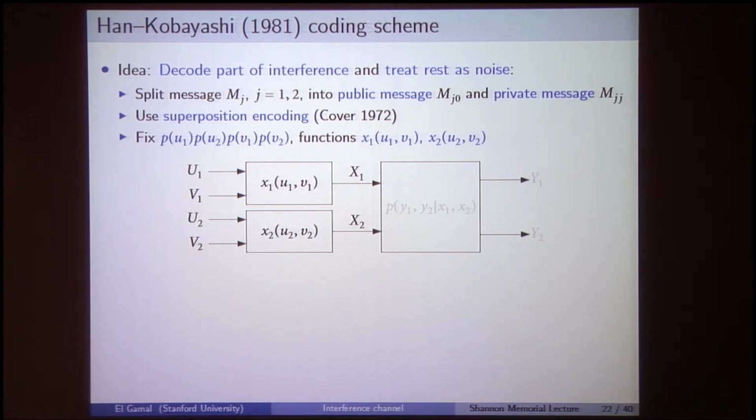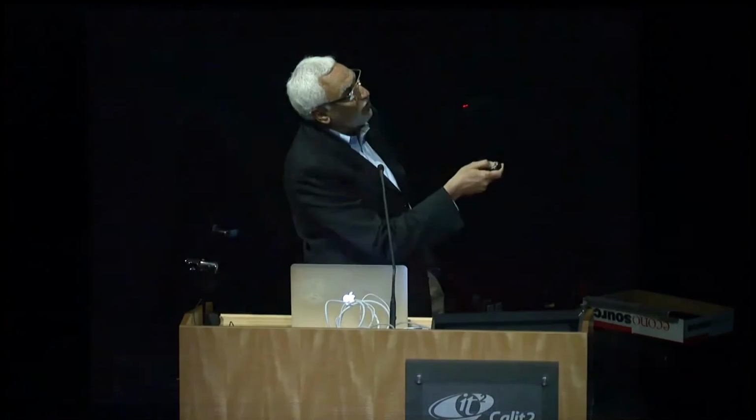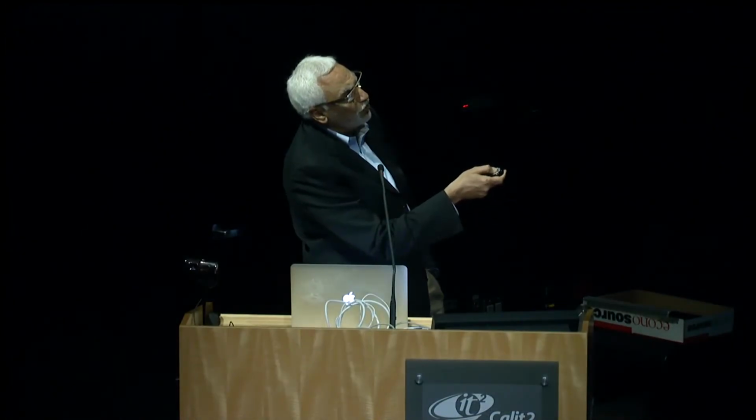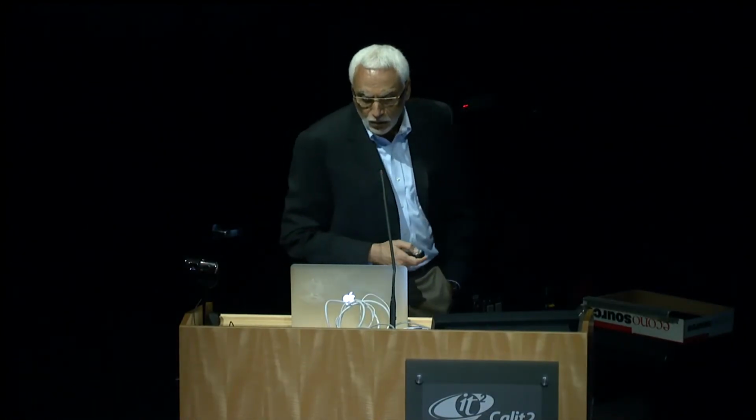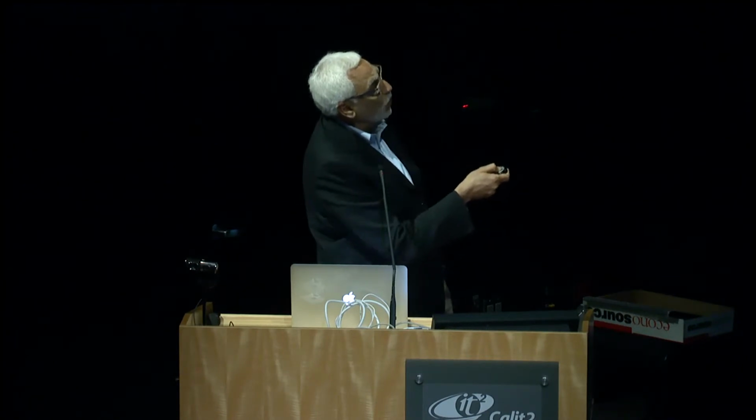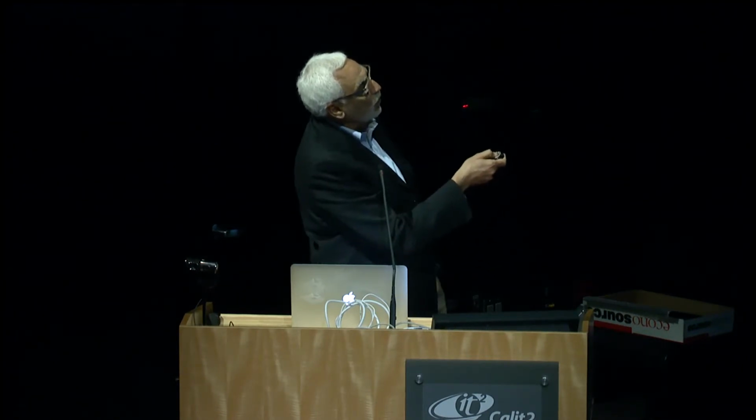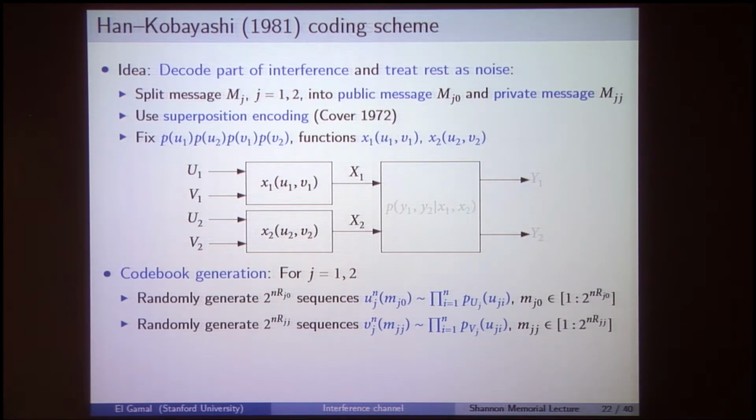And then you use superposition encoding, which is a scheme that was introduced by Tom in his 1972 paper on the broadcast channel. What we do is we fix probability mass functions on these auxiliary random variables U1, U2, V1, V2. And we have two functions, x1(U1, V1) and x2(U2, V2). So what's going on here? What's going on is that we're going to generate four point-to-point codes. The U's will be the codes for the public messages that are decoded by both receivers.